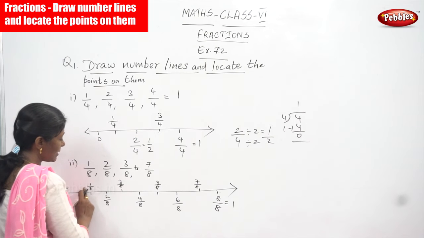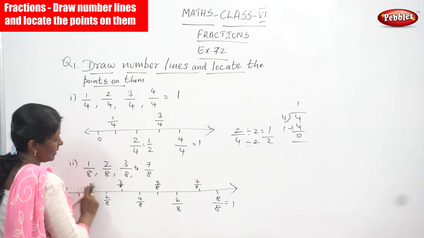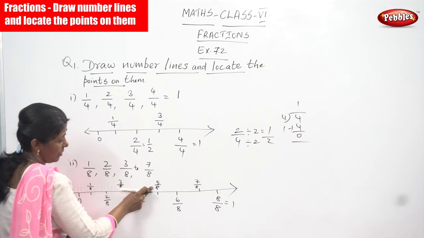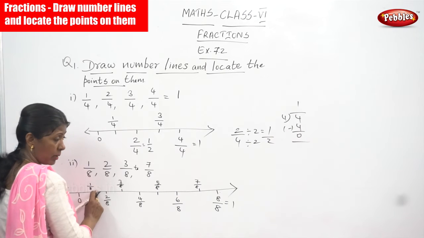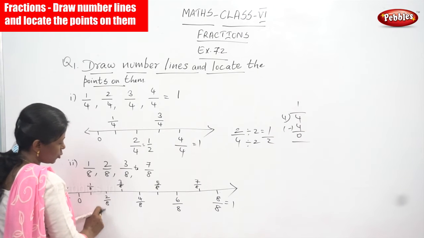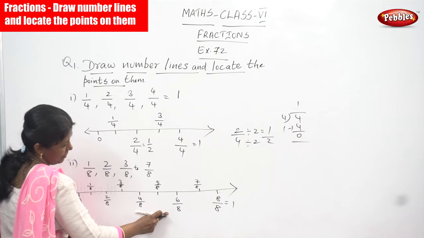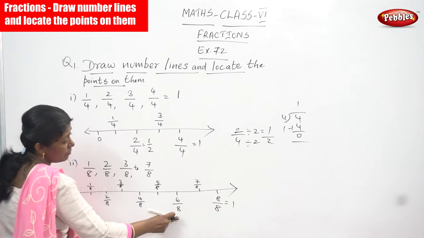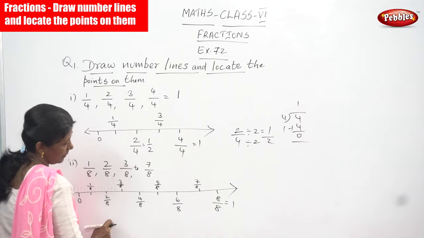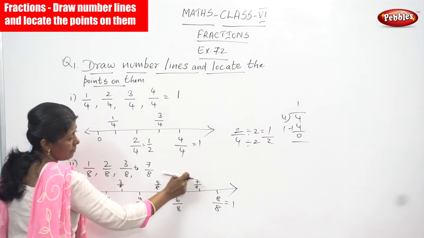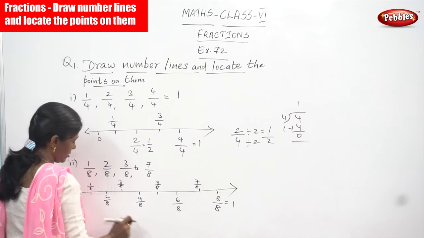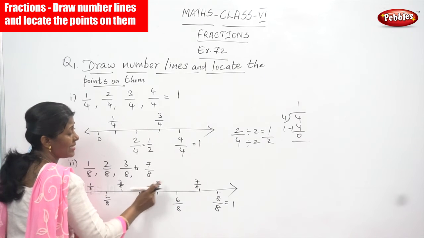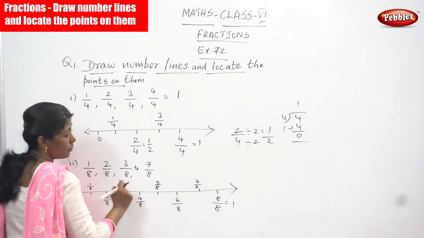So 1 by 8 fraction, 3 by 8 fraction, 5 by 8 fraction, these are the odd fraction numbers. That is what I marked above the number line, and 2 by 8, 4 by 8 and 6 by 8 are the even fractions, so I marked below the number line. And here 7 by 8 also, what fraction is it? It is an odd fraction. So 1 by 8, 3 by 8, 5 by 8, 7 by 8, I marked above the number line.